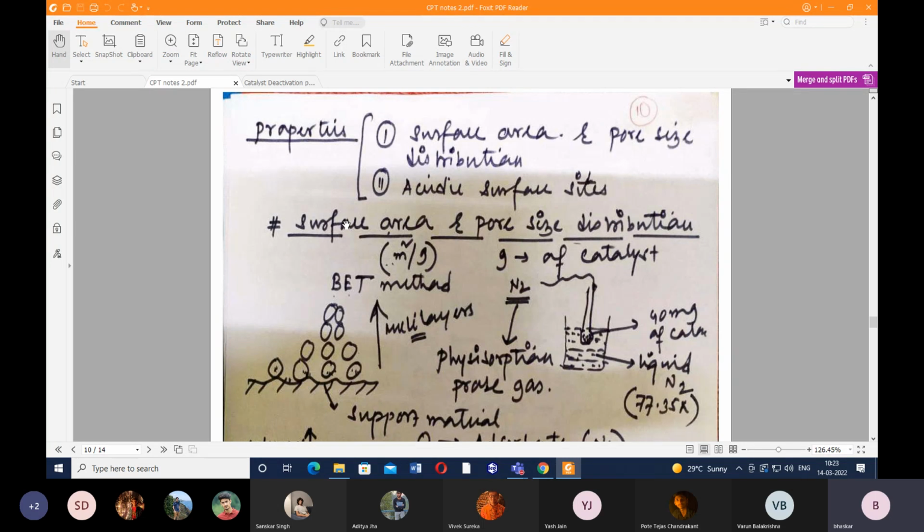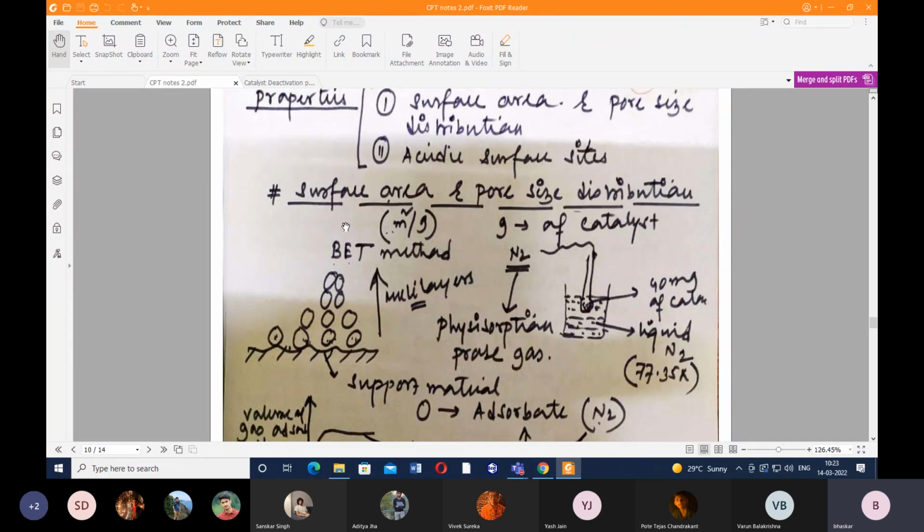Now coming back to the BET surface area and pore size distribution analysis. First of all, in order to perform this test, we take a quartz tube. Here I have tried to draw a quartz tube, and inside that quartz tube we take a certain amount of catalyst material. Let's assume we have taken 40 milligram of the catalyst material inside this quartz tube. And this quartz tube is immersed inside liquid nitrogen.